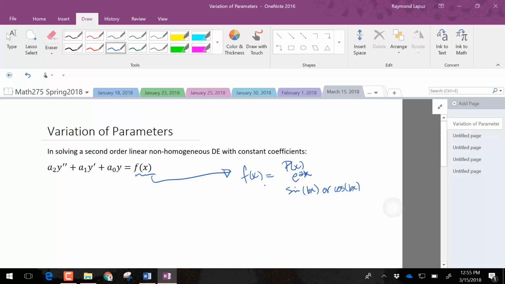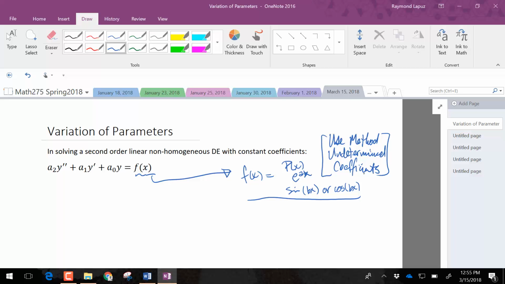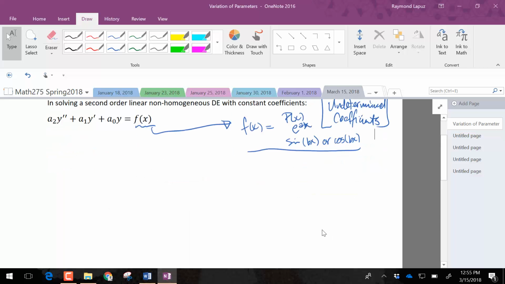So for functions that are simple enough like this, we can use the method of undetermined coefficients. And then for other things, we need to use this new method. And this new method will work for these other types of functions as well, since it's more general and can work for any type of function that we have. So the method is called variation of parameters. All right, how do you do variation of parameters?